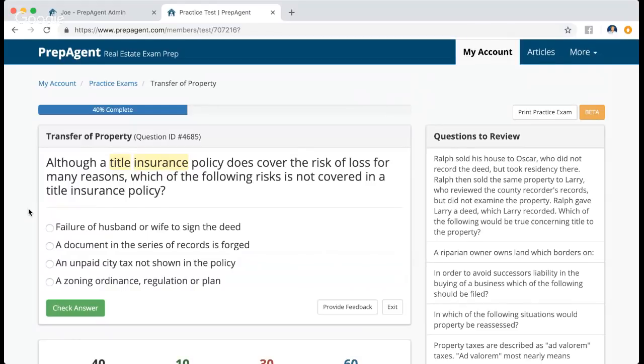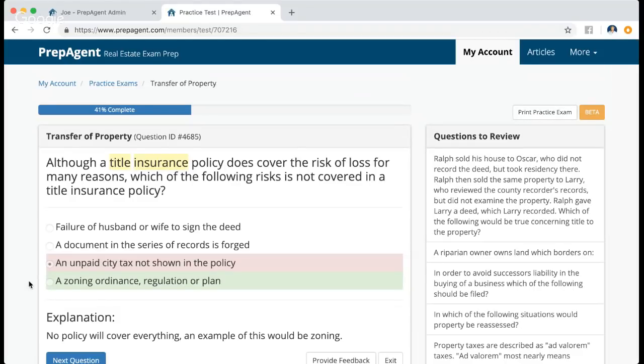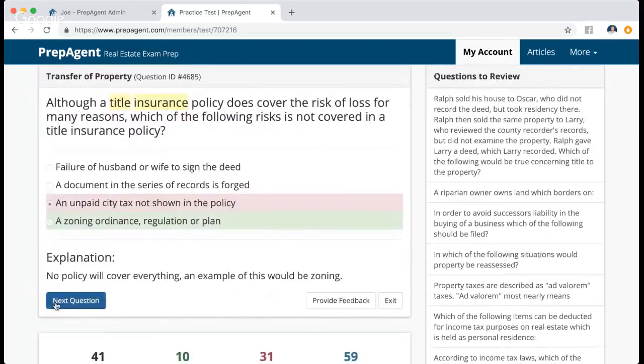Although title insurance policies do cover the risk of loss for many reasons, which of the following risks is not covered in a title insurance policy? A, failure of husband or wife to sign the deed. B, a document in the series of records is forged. C, an unpaid city tax not shown in the policy. Or D, a zoning ordinance, regulation, or plan. Okay, answer is D, zoning ordinance, regulation, or plan.